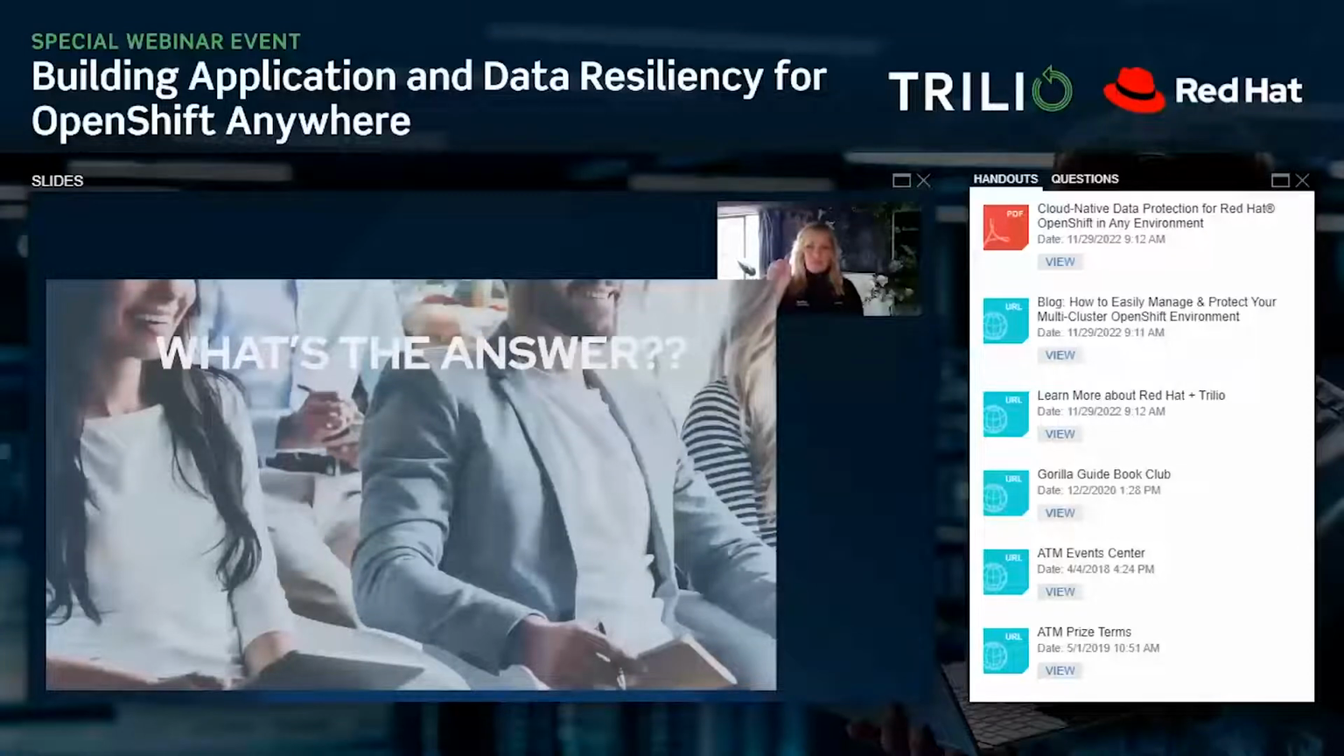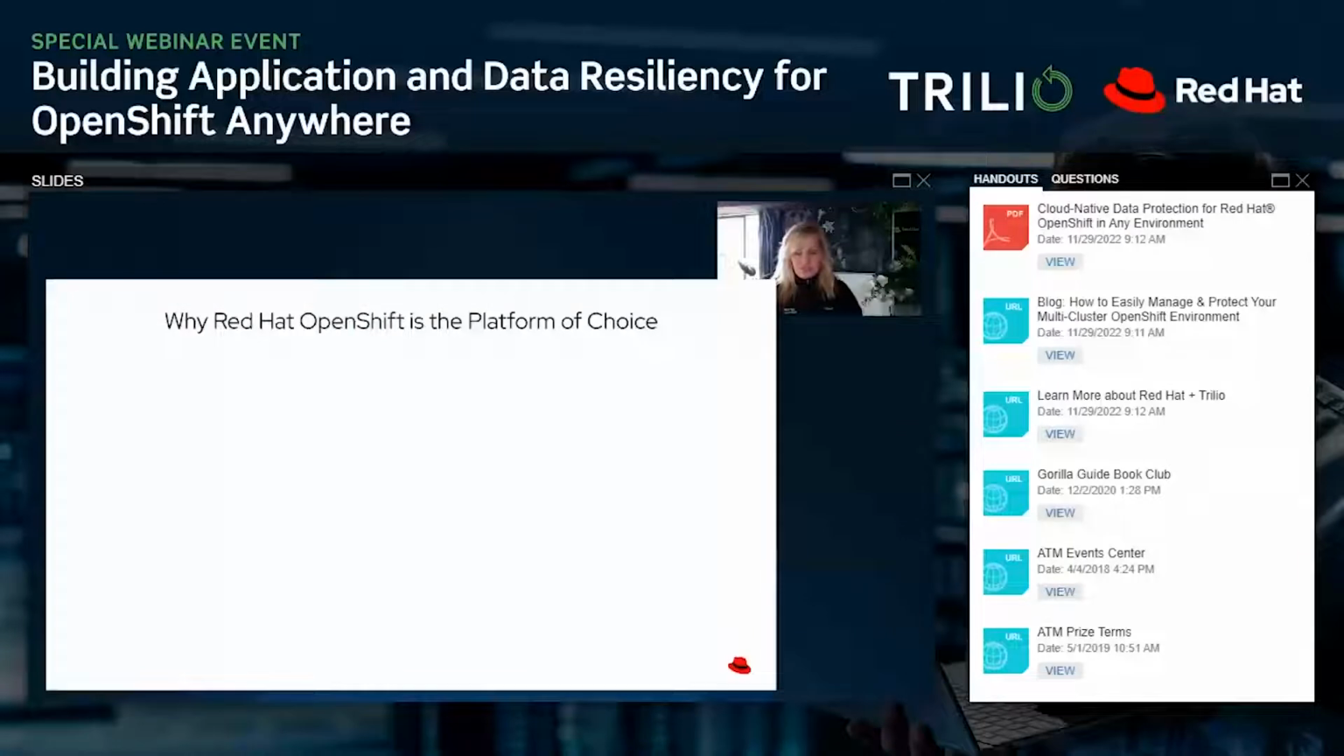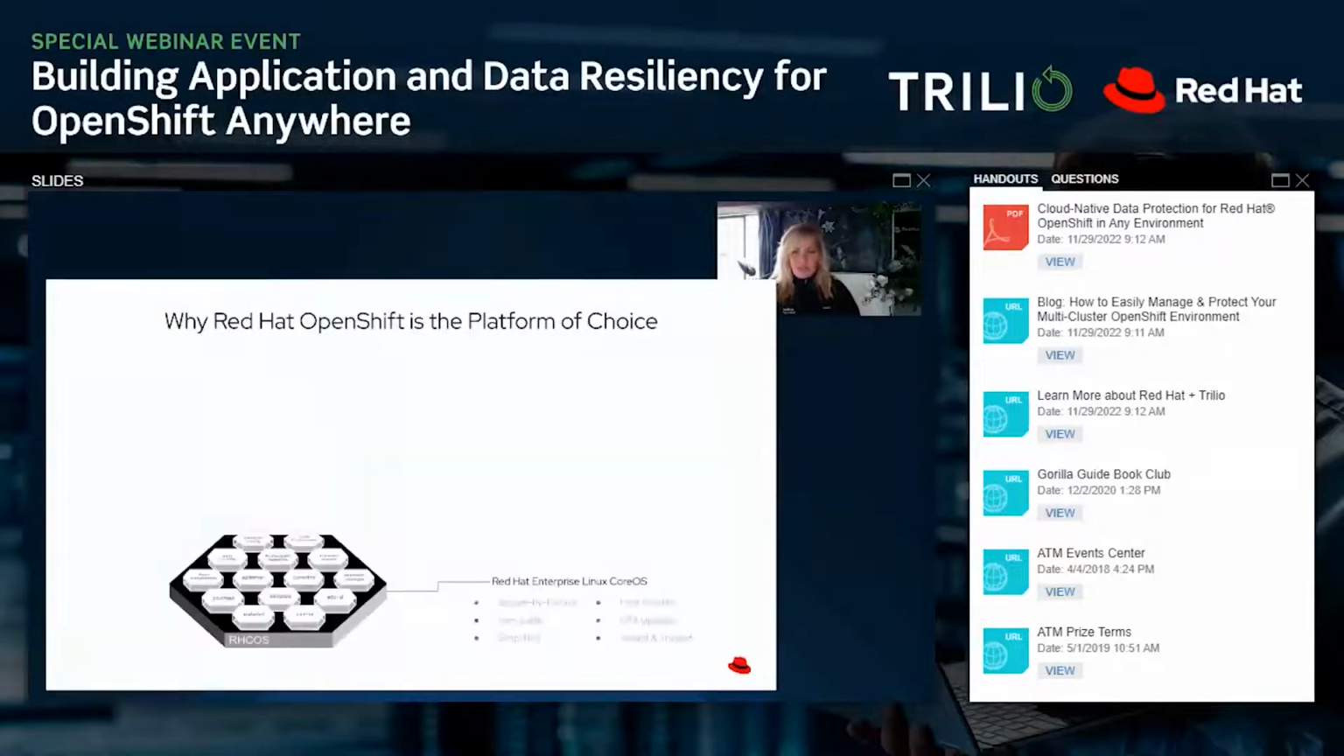So what's the answer, though, to get more of the benefits out of the cloud and out of your existing applications on-prem? It is Red Hat OpenShift. And the reason that Red Hat OpenShift is the platform of choice is because it's secure by default. Okay, so it's built from the ground up with RHEL CoreOS. CoreOS is a container native operating system that Red Hat acquired a few years ago.